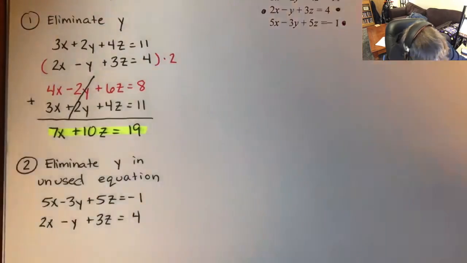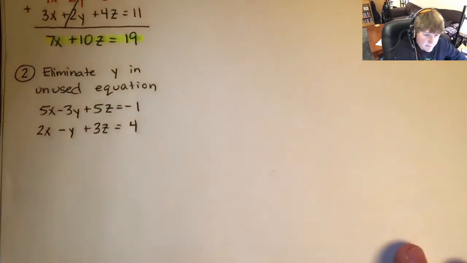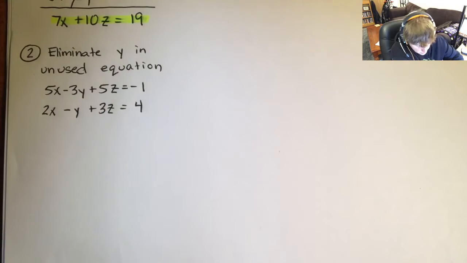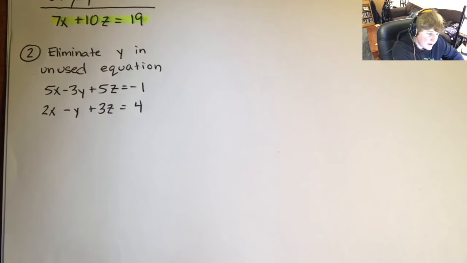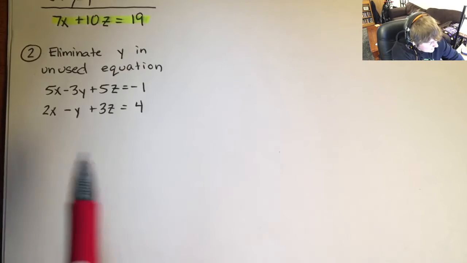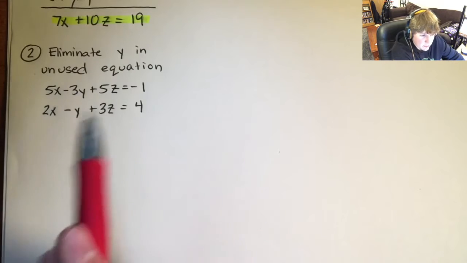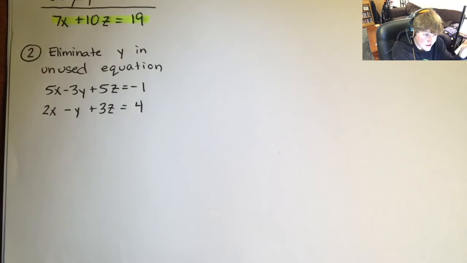Now I want to do the same exact thing that I did in the first step. I want to create opposites in the y's so that the y variables cancel out, and then I'm going to have an equation with 2 variables left over. It's just a way of whittling down how many variables I have to deal with. What do I have to do to this equation to get it to the opposite of negative 3y? The first question you should ask yourself is, what is the opposite of negative 3y? Hopefully everybody can tell me that it's positive 3y.